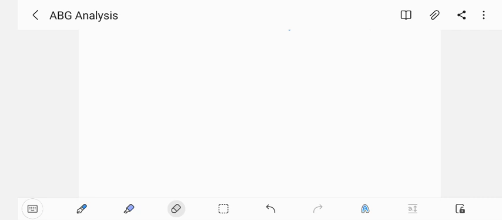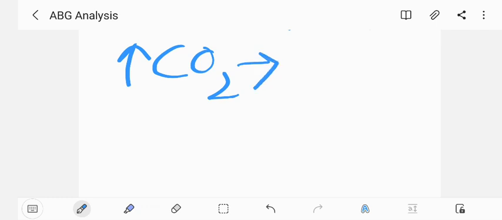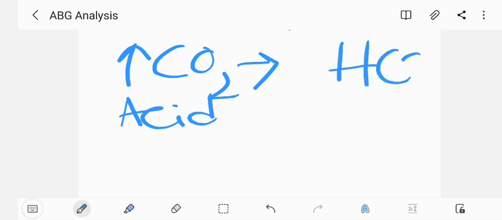Now, whenever there is an increase of CO2 in your body, the bicarbonate will compensate for it. How? CO2 is acidic in nature, so there will be acidosis. So how will bicarbonate prevent it?